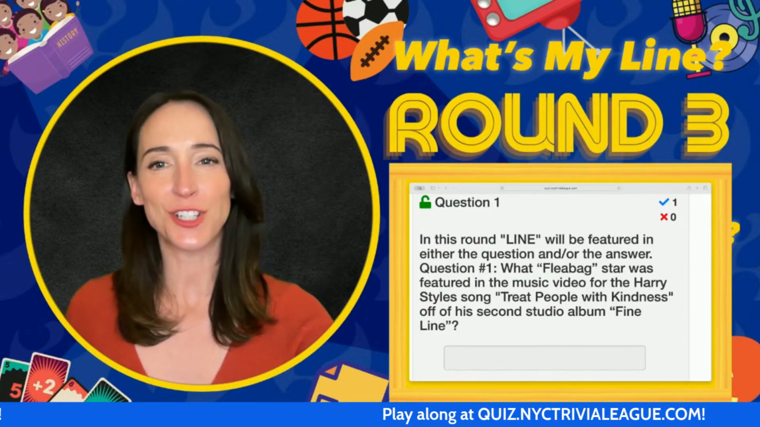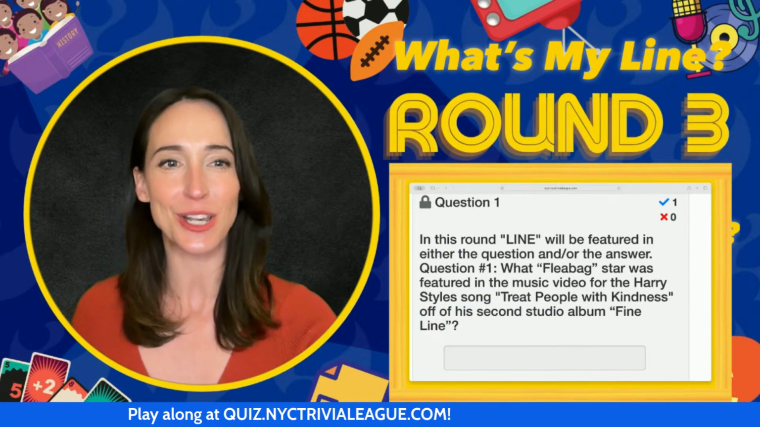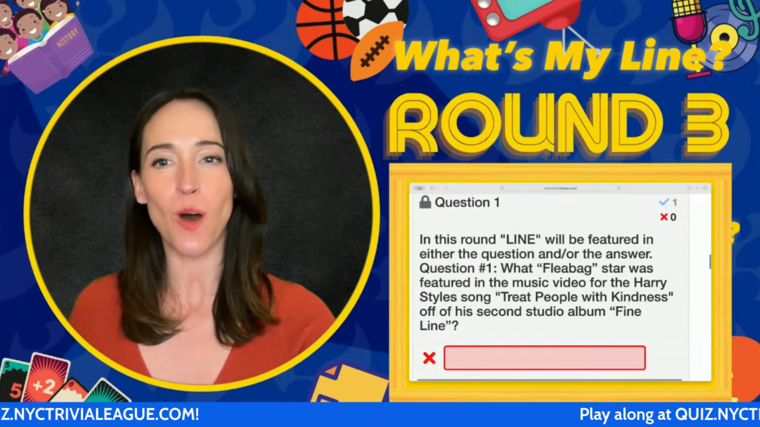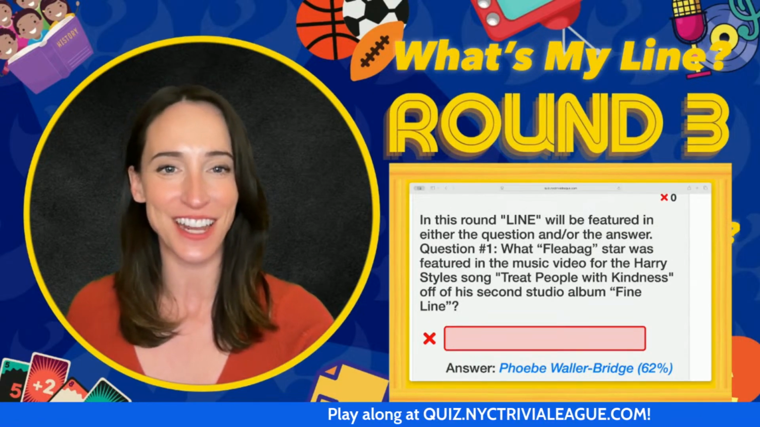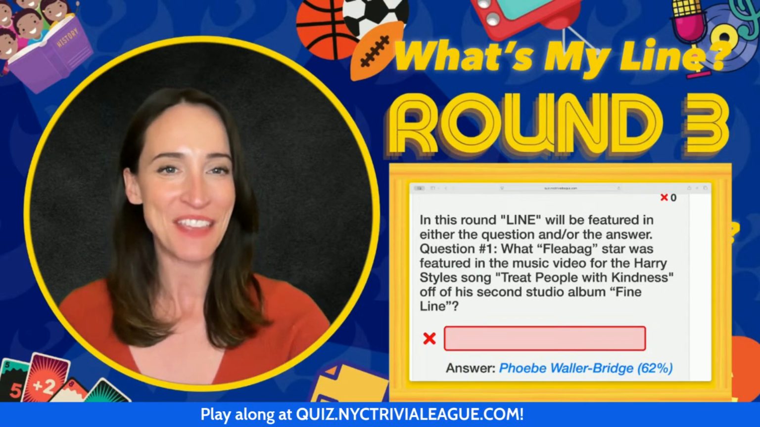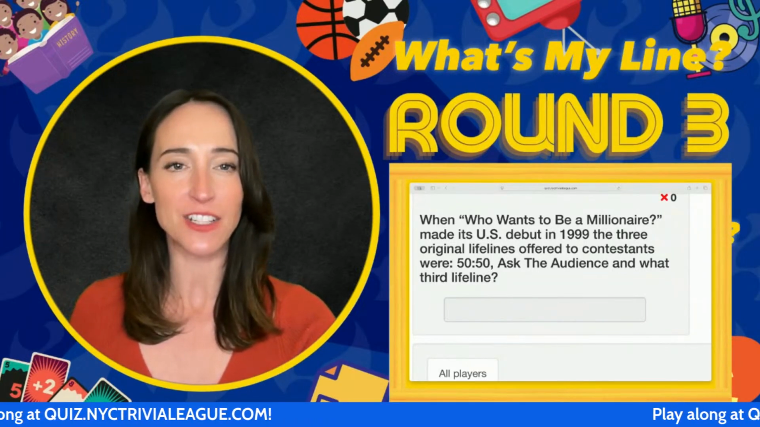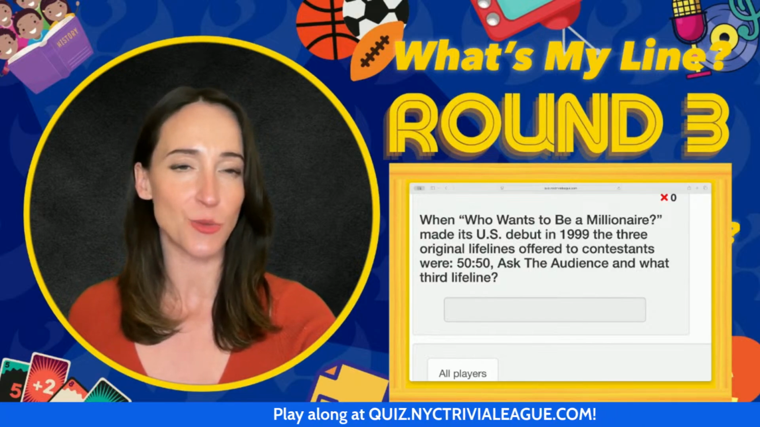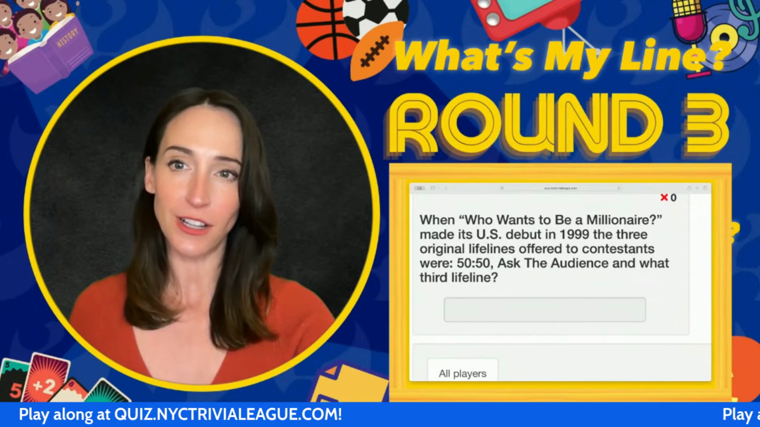Your correct answer for number 1, appearing in Treat People with Kindness's music video from the album Fine Line, it's Phoebe Waller-Bridge. Your correct answer for number 1. 62% of you got that one right. Question 2. When Who Wants to Be a Millionaire made its U.S. debut in 1999, the 3 original lifelines offered to contestants were 50-50, Ask the Audience, and what third lifeline?